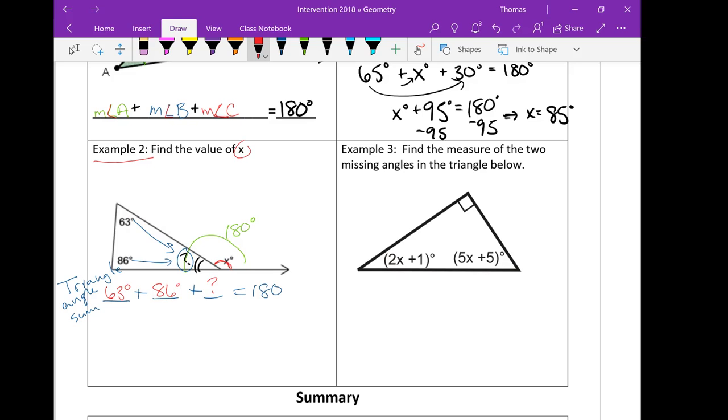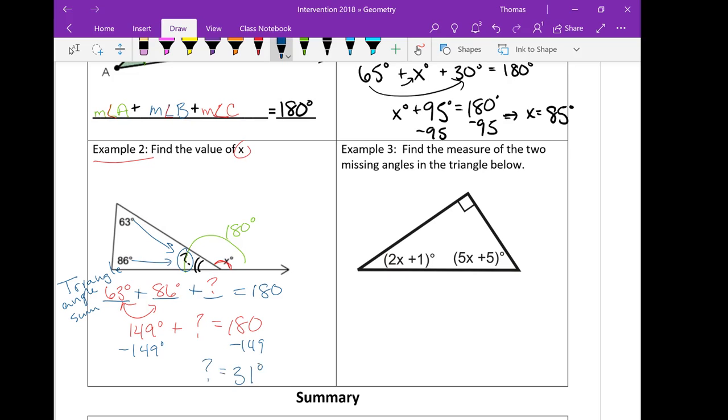Again, I'm going to combine our like terms. 63 and 86, I'm just double checking the calculator. 63 and 86 is 149 plus question mark equals 180. To get question mark by itself, we can just subtract. 180 minus 150 would be 30, so minus 149 would be 31. Question mark equals 31 degrees.